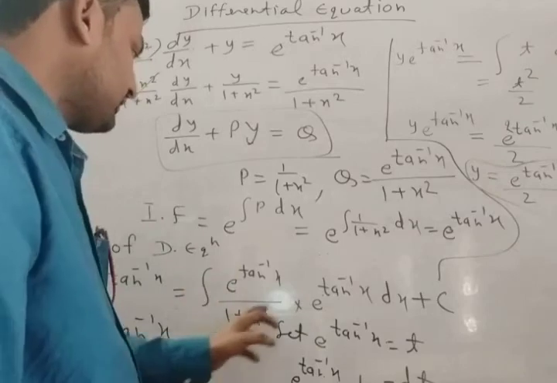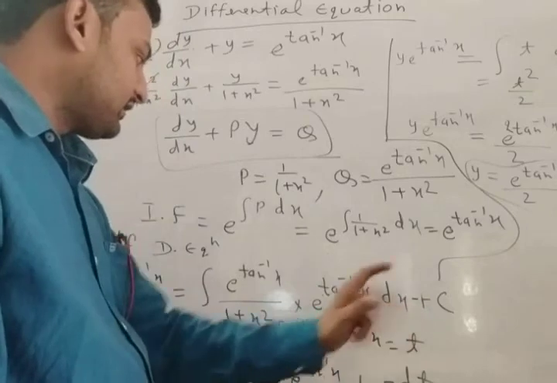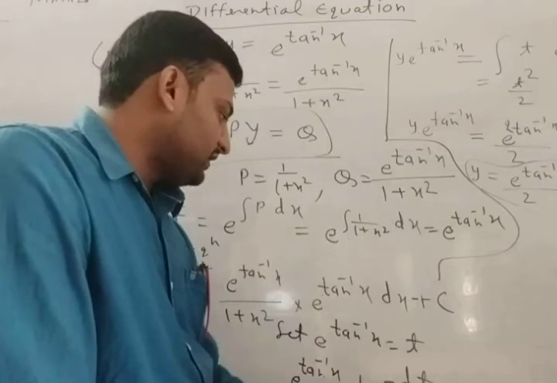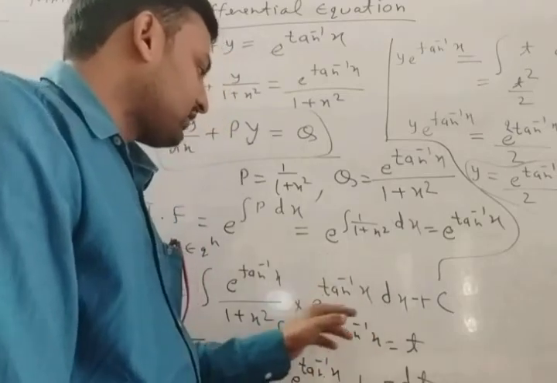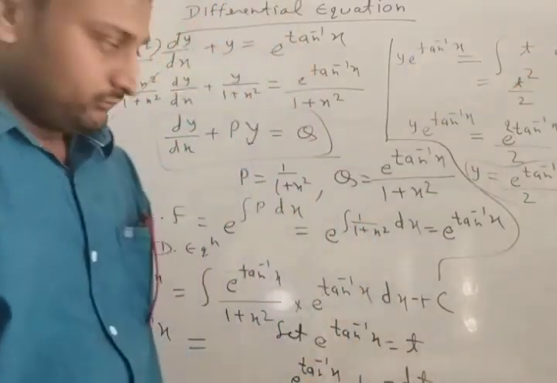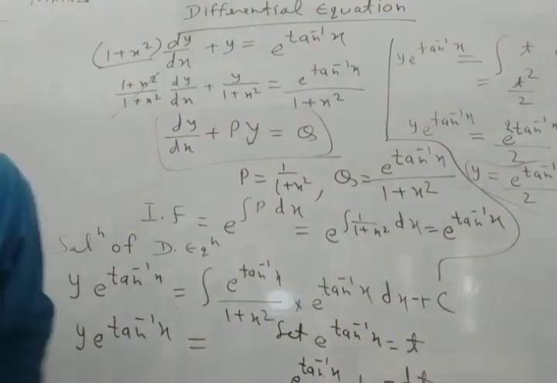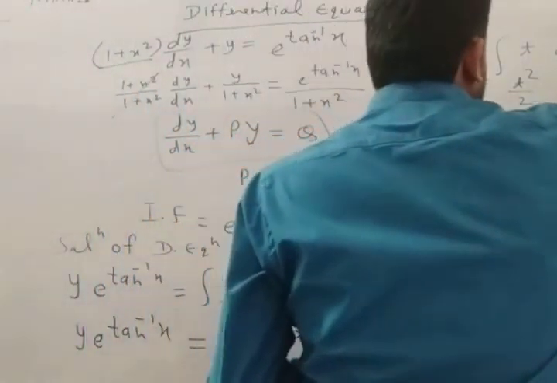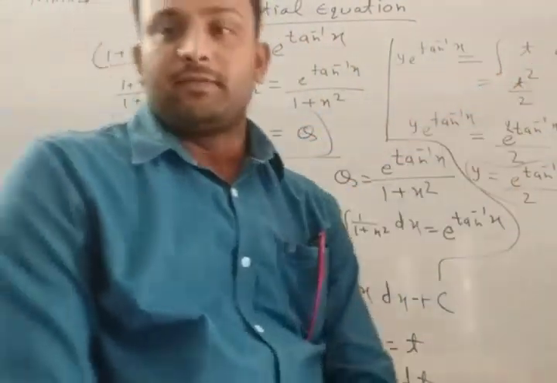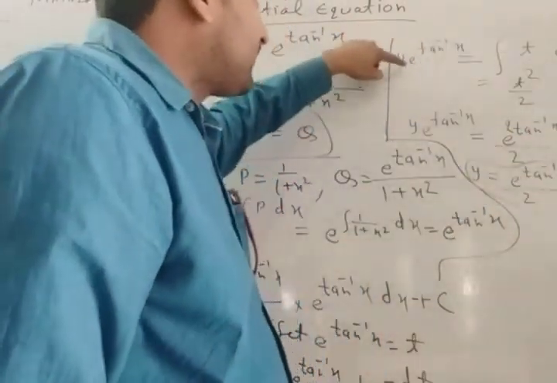Now this is our e to the power tan inverse x, and 1 plus x square, and this is dx. So in place of this we write dt, the whole will be changed, and in place of this term will be t. So we write integration of t dt. Now this is our t, and integration of t is t square by 2. So we write t square by 2 plus c.